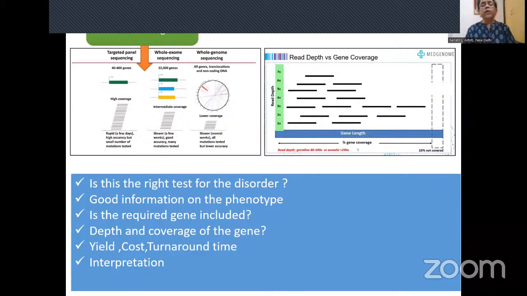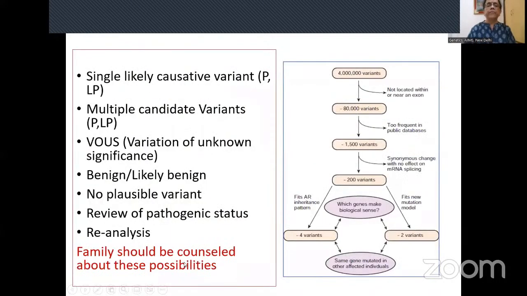Now, whenever we are offering a test, I think it is important that we think: is this the right test for the disorder? Then we choose accordingly a targeted versus a whole exome or a clinical exome. We have to have very good information on the phenotype because that is important for interpretation. Are all the required genes which are known included in the panel? Depth and coverage, as I just said, yield, what is a likely yield with this particular test, the cost and the turnaround time, and the problems in the interpretation have to be explained to the family.